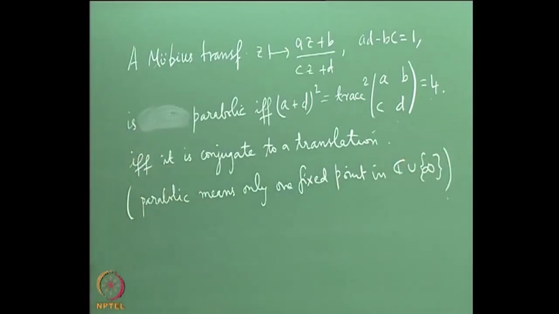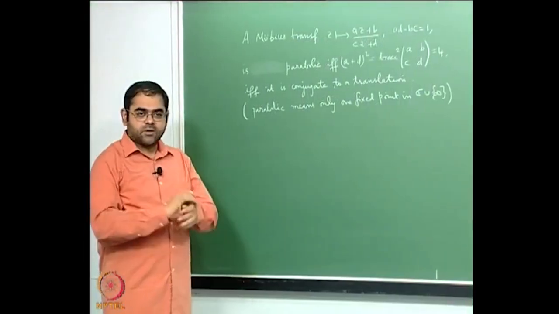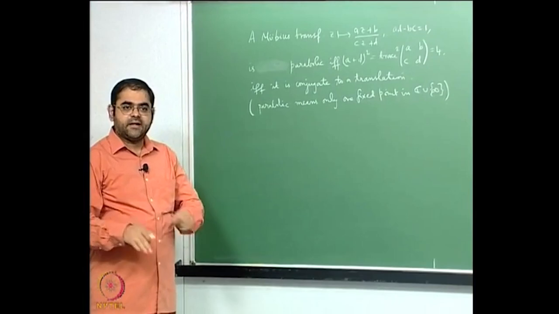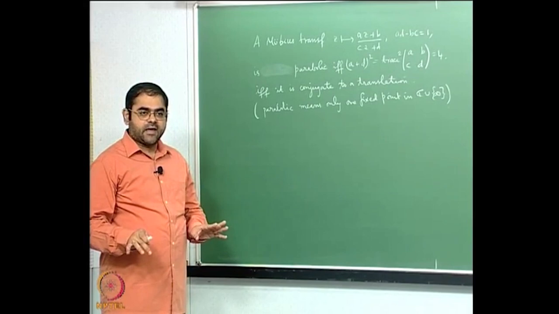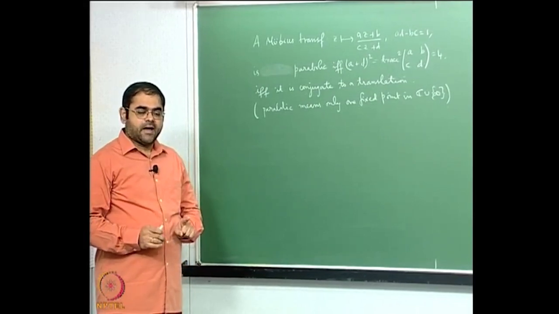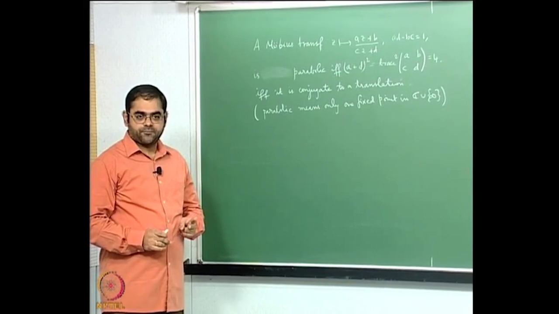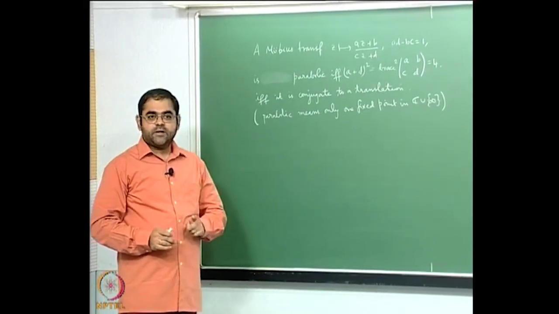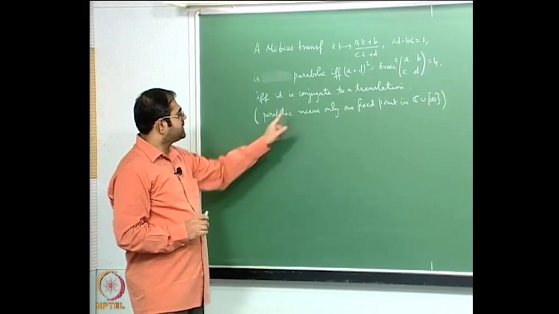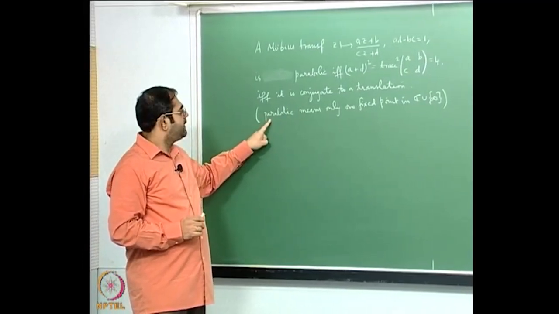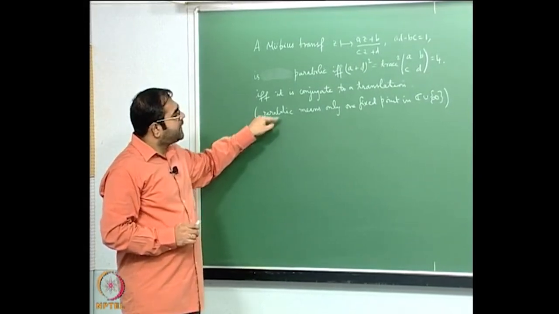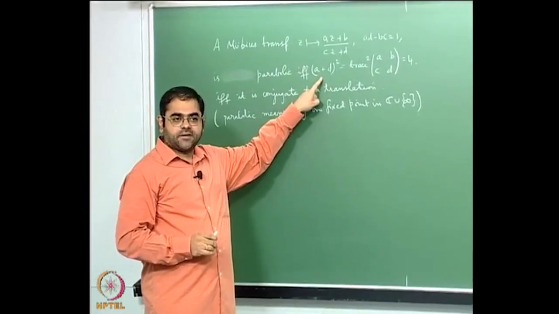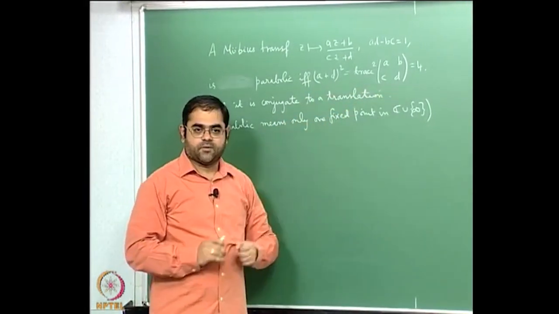Okay. So a Moebius transformation, if it's not the identity, okay. If it is the identity, it will fix every point, right? If it is not the identity, it will have at least one fixed point, and maximum it can have two fixed points, right? And the case when it has only one fixed point is the case which is called parabolic, all right. And the point I wanted to say is that this parabolicity condition translates to a condition on the trace squared, and that trace squared has to be 4, all right.